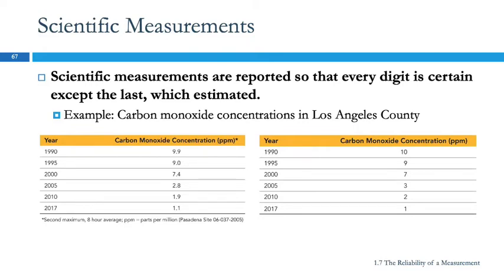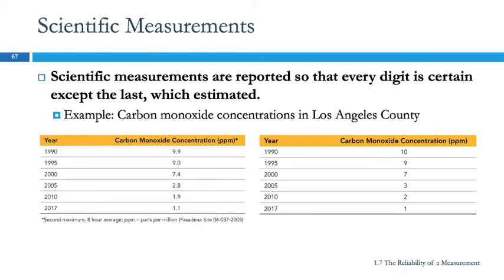100, well, do you mean that was 100 to the nearest tenth? Or was that 100 to the nearest 10? Don't know, right? Did you use a really precise instrument to measure that? Or was it just kind of an estimate? This is two tables that take up an awful lot of space for what they've got in them, just showing how the measurements are reported differently. So here it's recorded to the nearest tenth of a parts per million, and here it's to the nearest one.